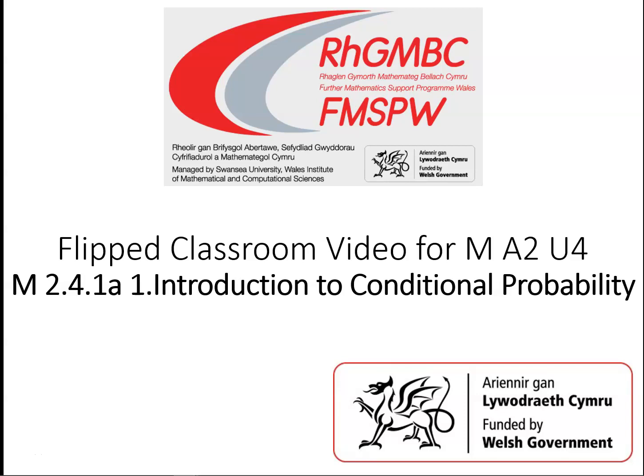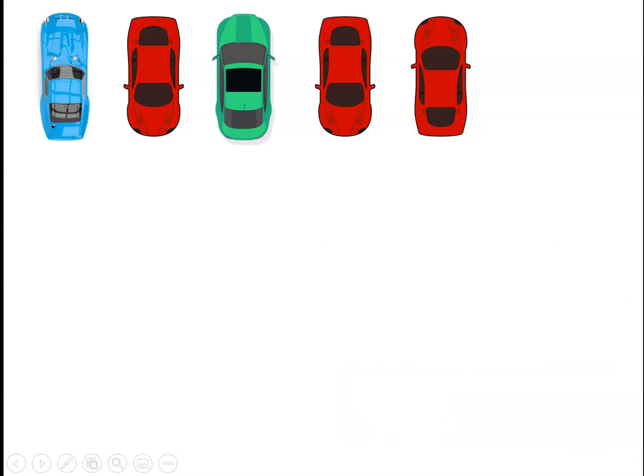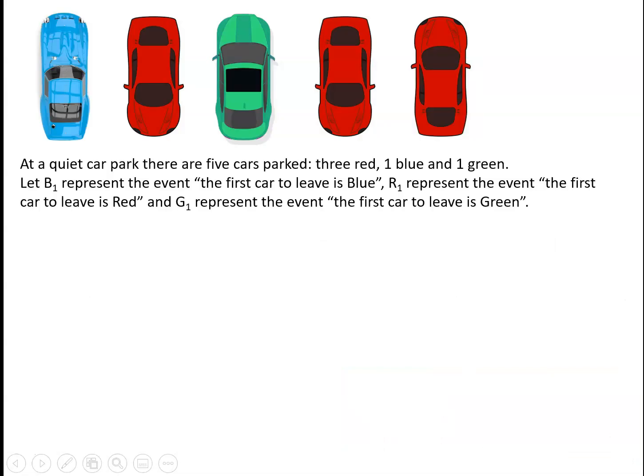In this video we're going to introduce the idea of conditional probability. Suppose we've got a small car park in which there are 5 cars parked. 3 of the cars are red, 1 is blue and 1 is green.